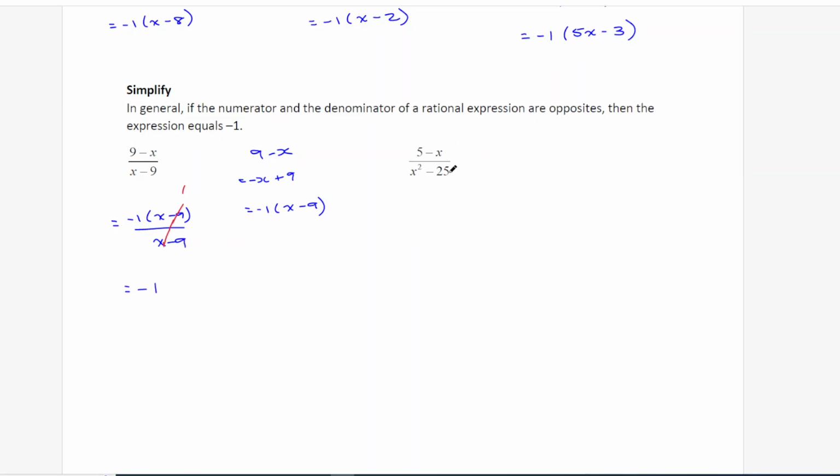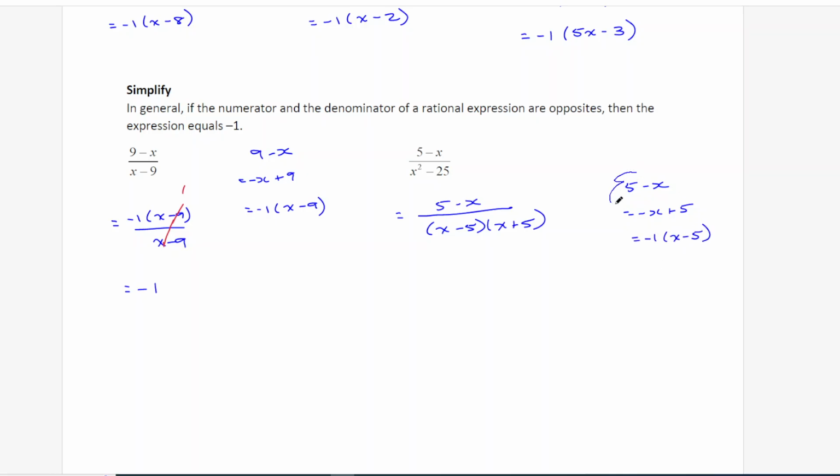What about a question like this? Well, when I look at this one, there's not a 5 minus x and an x minus 5, except that my denominator is a difference of squares. So I'm going to factor this to x minus 5, x plus 5, and then I'm looking at these guys. Okay, again, draw a line, simplify to negative 1, or show the work. 5 minus x would be the same as negative x plus 5. If I greatest common factor out a negative 1, I'm left with negative 1 times x minus 5.